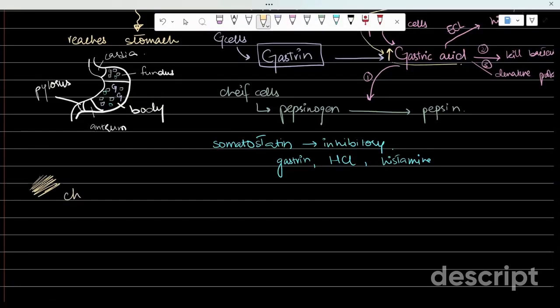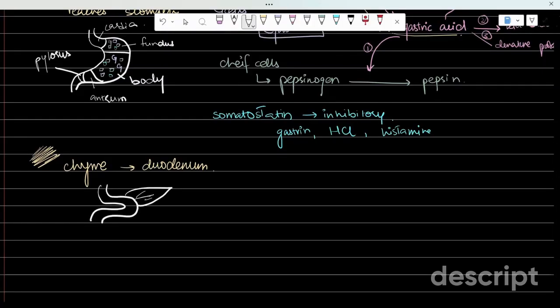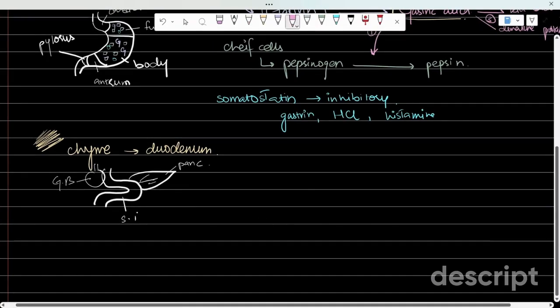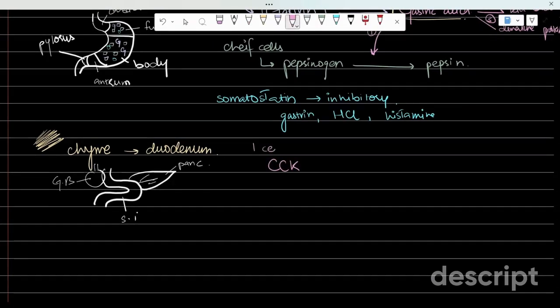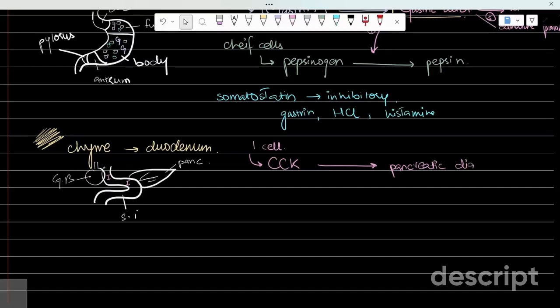Now the chyme made by the stomach, mostly churned by the pylorus, then moves to the duodenum. Here's a diagram of duodenum and a leaf-like pancreas and gallbladder. This is not accurate to scale, but this is okay for demonstration. Now when the partially digested chyme moves into the duodenum, the fat especially stimulates the I cell to release CCK, which then in turn stimulates the pancreas to release digestive enzymes, which are lipase, amylase, and protease.